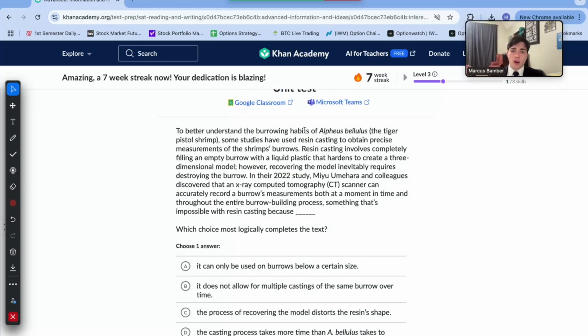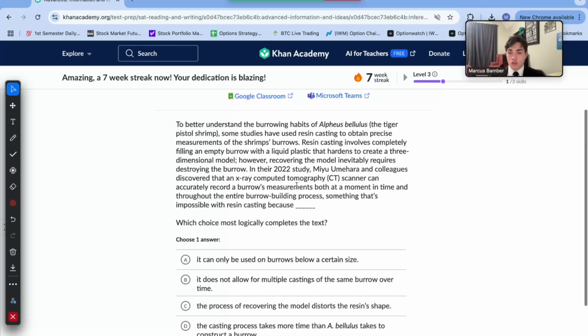To better understand the burrowing habits of the tiger pistol shrimp, some studies have used resin casing to obtain precise measurements of the shrimp's burrows. Resin casing involves completely filling an empty burrow with a liquid plastic that hardens to create a three-dimensional model. However, recovering the model inevitably requires destroying the burrow.